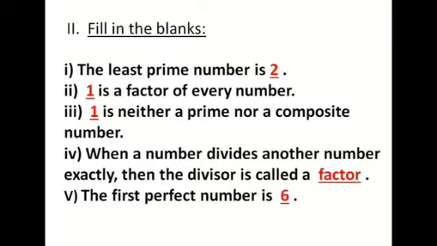Next main, fill in the blanks. Please check your answers. Question number 1. The least prime number is 2. Question number 2. 1 is a factor of every number. Question number 3. 1 is neither a prime nor a composite number. Question number 4. When a number divides another number exactly, then the divisor is called a factor. The first perfect number is 6.